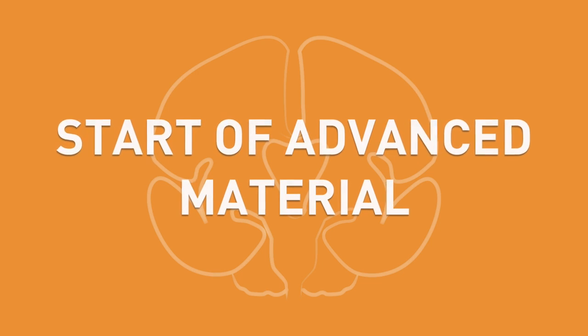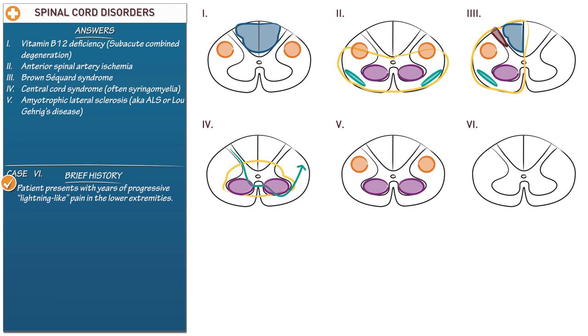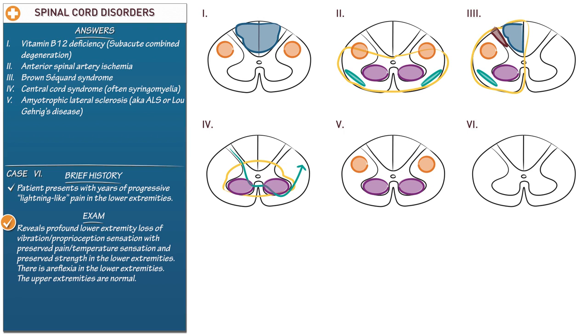Case 6. Patient presents with years of progressive lightning-like pain in the lower extremities. Exam reveals profound lower extremity loss of vibration proprioception sensation with preserved pain temperature sensation and preserved strength in the lower extremities. There is areflexia in the lower extremities. The upper extremities are normal.